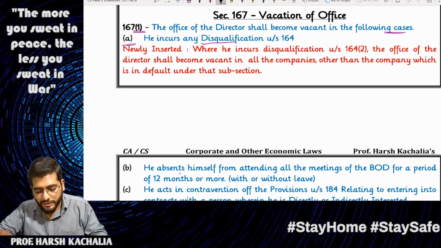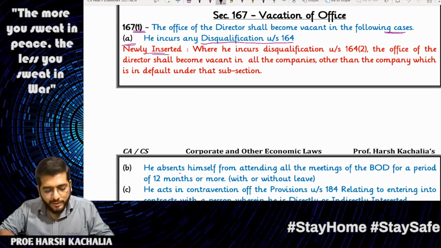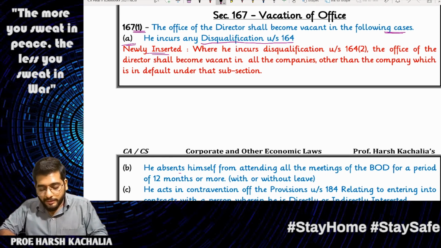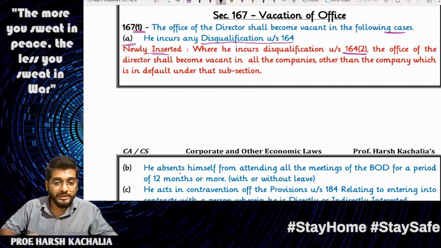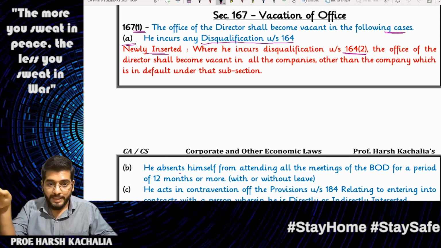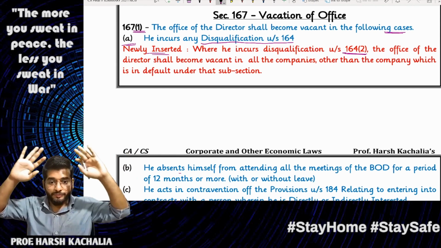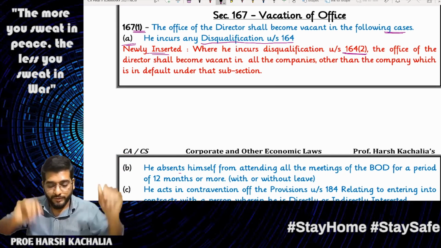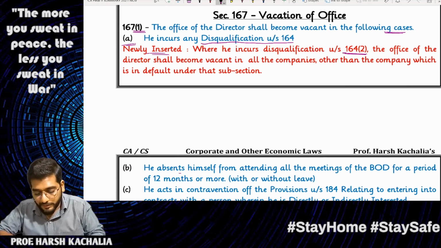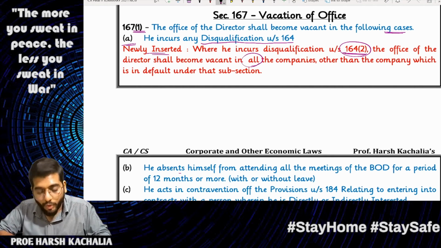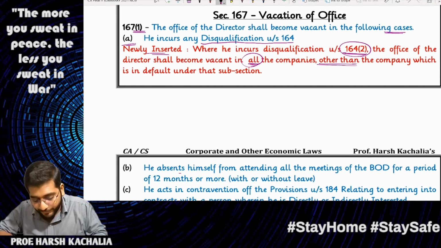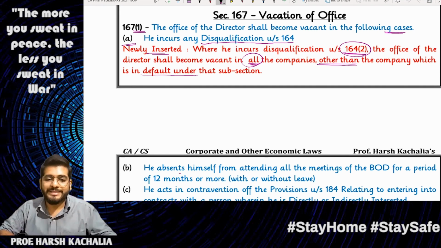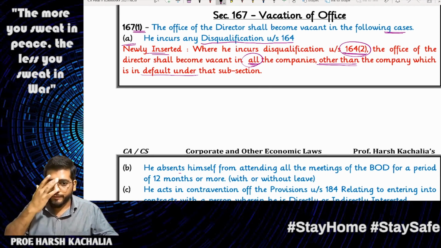Ahmedabad, what happened? Disqualification under section 164. There is a note over here inserted newly where he incurs any disqualification under 164.2. 164.2, remember? Payment default, filing default. All the directors of the company are disqualified. Here they are saying, if disqualification is as per 164.2, the office of the director shall become vacant in all the companies, except for the company in which the default is committed. So in that company, your office will not become vacant.